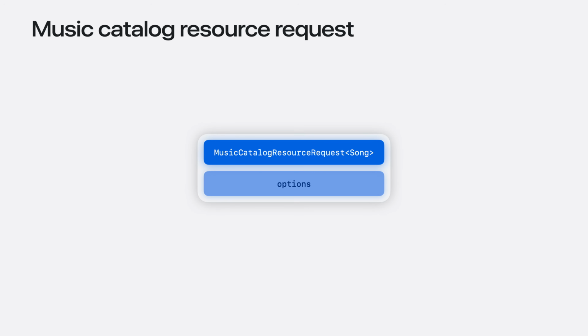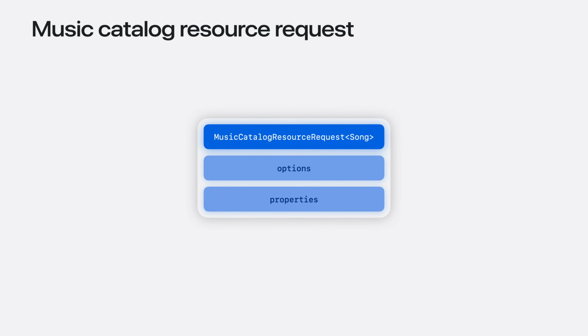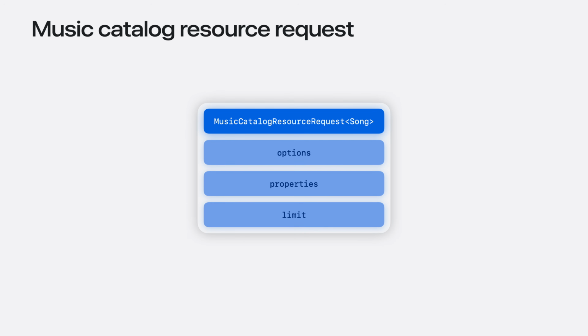Music Catalog Resource Request is a structured catalog request for a specific resource. In this example, we'll make a request for songs. A request contains some configurations, such as options, if you want to set the behavior of the request. I'll talk more about options in a moment. You can also set properties on the request that specifies relationships and associations you also want to fulfill as part of the song's request. For example, you may also want the artist's relationship of the song. And you can set a limit on the number of items to return in the response.